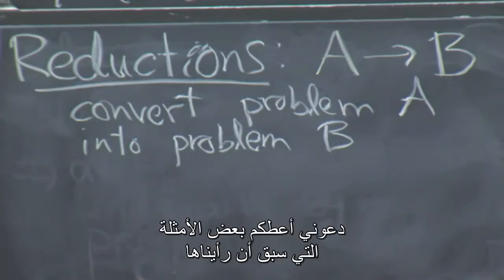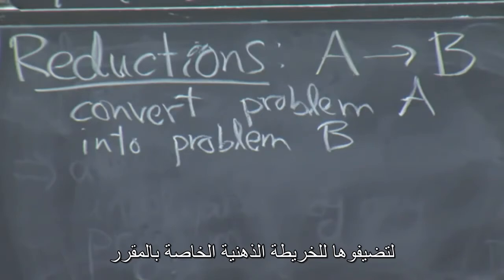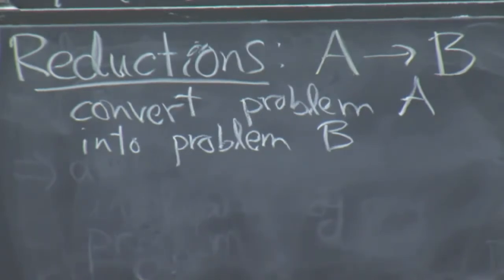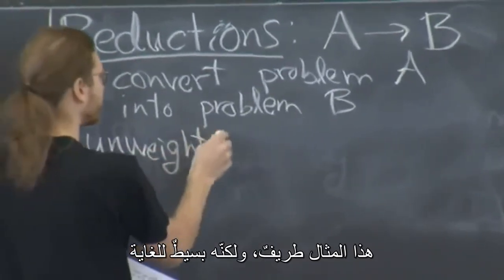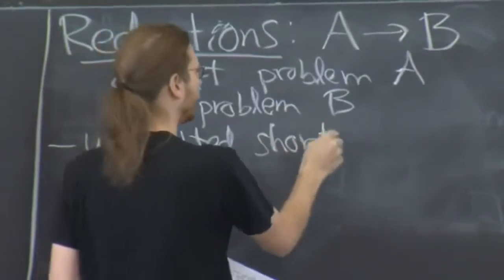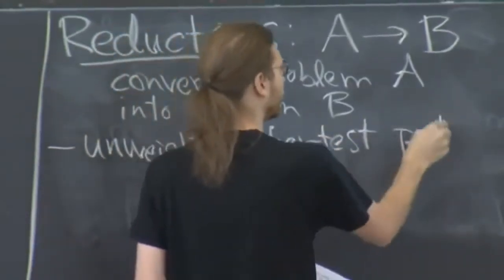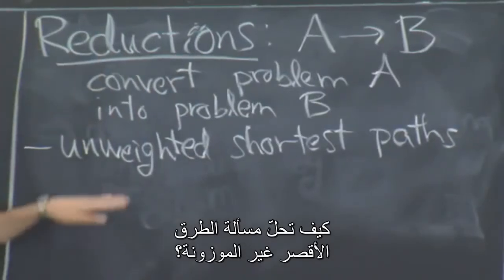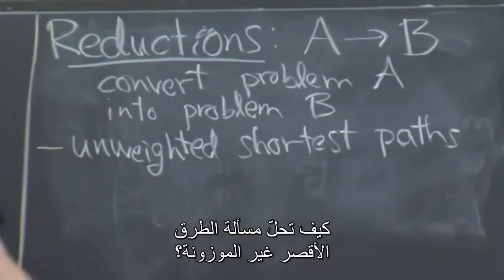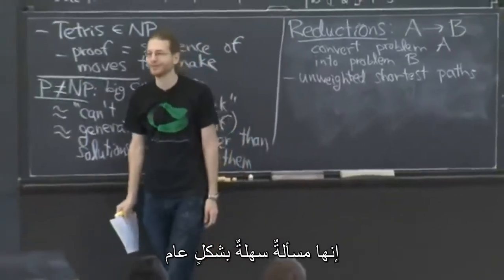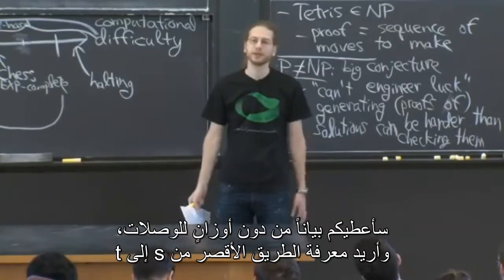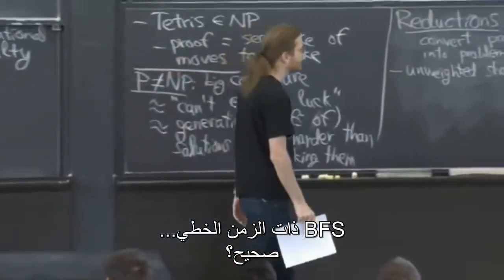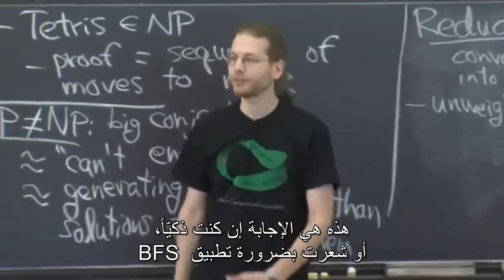That's reduction. Let me give you some examples that we've already seen, just to fit this into your mental map of the class. It's kind of a funny one, but it's a very simple one. So how do you solve unweighted shortest paths? In general, easy one. Give you a graph with no weights on the edges. I want to find the shortest path from S to T. BFS, linear time, right? Well, that's if you're smart, or if you feel like implementing BFS.